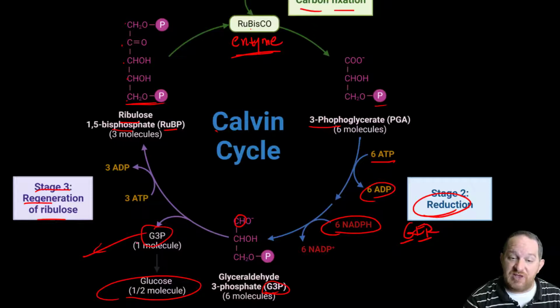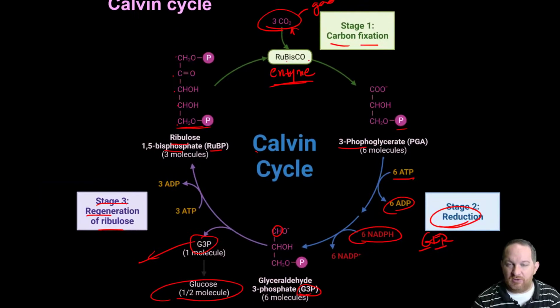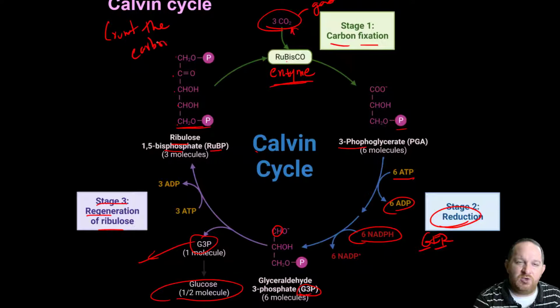And so these molecules here are rearranged back into this so that it can continue the cycle. All right, so 3 stages: carbon fixation, reduction, and regeneration. Now, I told you I'd talk about the number because the number is important. It's all about the carbons. You might even say count the carbons because this will help you understand what's happening.